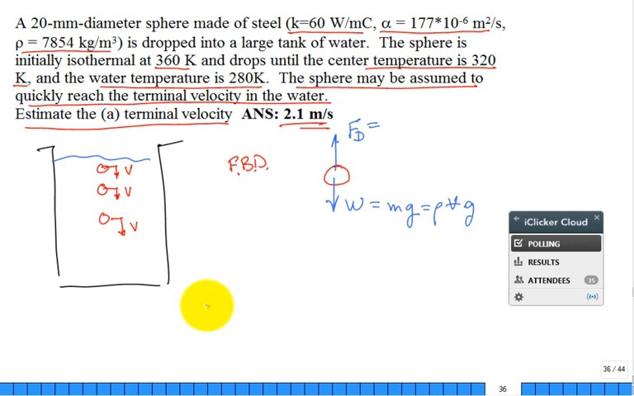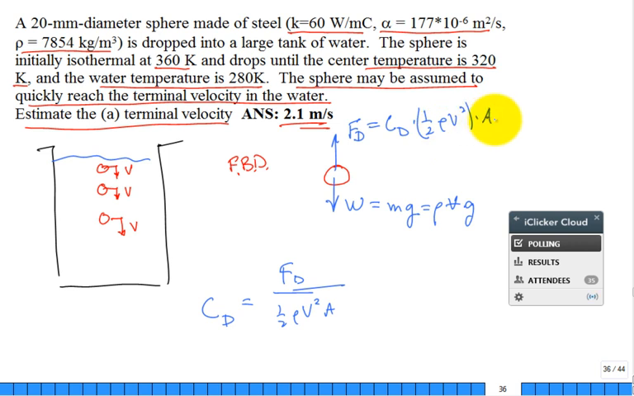Well, we go back and say C sub D was equal to F divided by 1/2 rho v squared A. So this is going to be, well, put the C_D first if you like. The drag coefficient, 1/2 rho v squared, which is our dynamic pressure, times some projected area of the sphere.